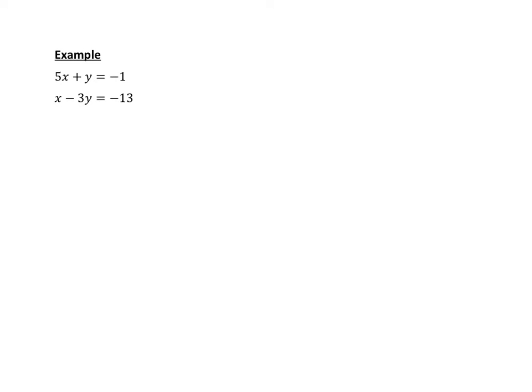Alright, so let's look at one that's a little bit more difficult. Here we've got 5x plus y equals negative 1, and x minus 3y equals negative 13. Now if you notice right now, nothing would cancel. If I combine 5x with 1x, or just x, that would give me 6x. And positive y with negative 3y, that would give me negative 2y. So right now, elimination's not going to work.